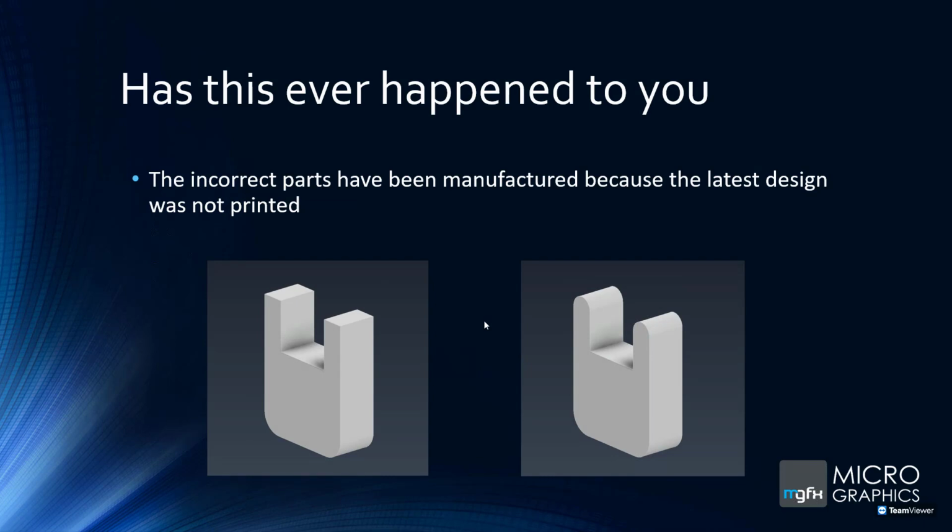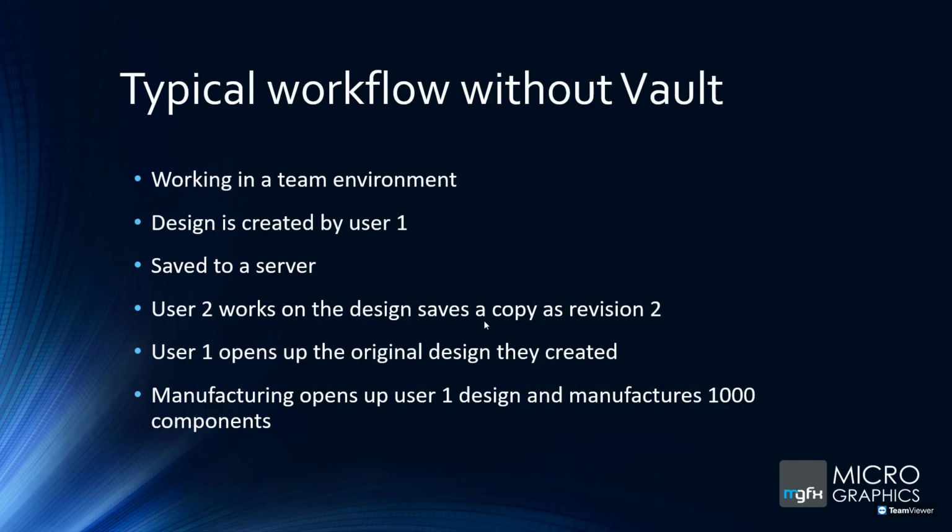Okay. Let's look at the scenario. Has this ever happened to you? Incorrect parts have been manufactured because the latest design was not printed. If I'm looking at these two pictures over here, the design on the right is the latest design, but the design on the left was printed and created. So how does this happen?